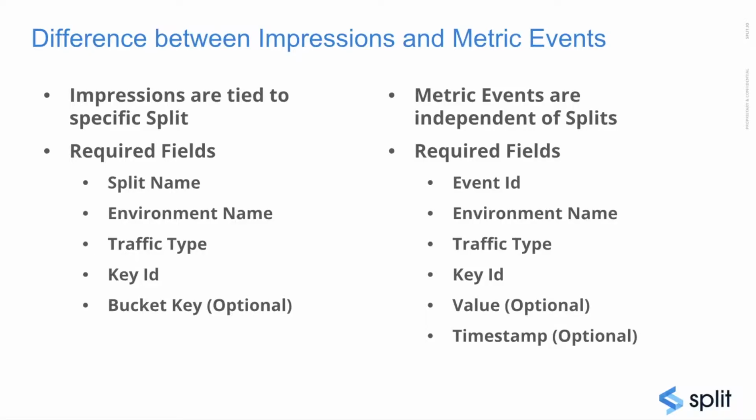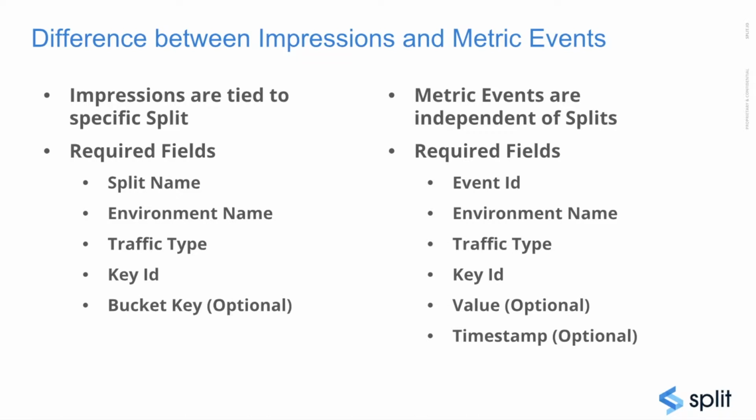So what's the difference between impressions and metric events? Impressions usually are tied to a specific split. So we have to specify a split name, an environment name, a traffic type, meaning client or account, and a key ID. This is the major ID that we're going to identify the traffic type with.